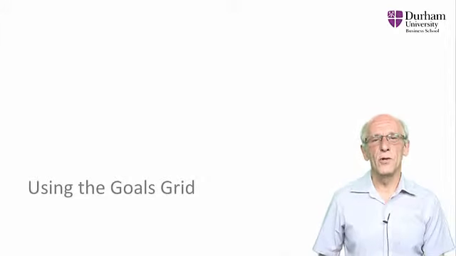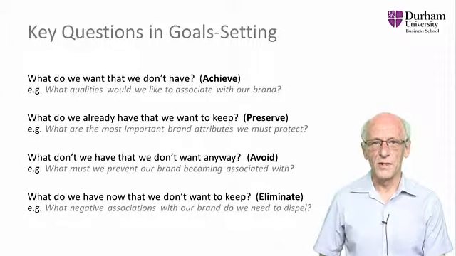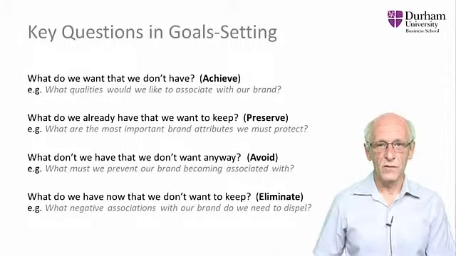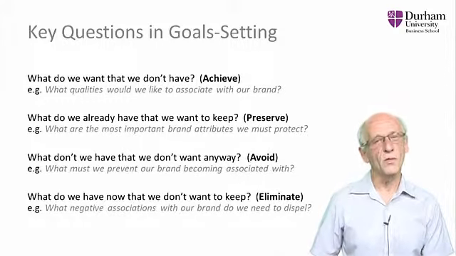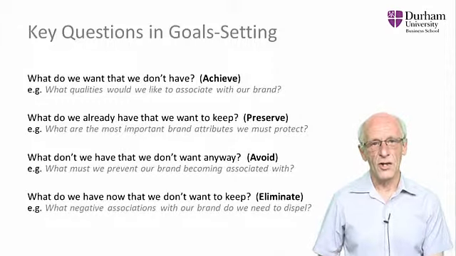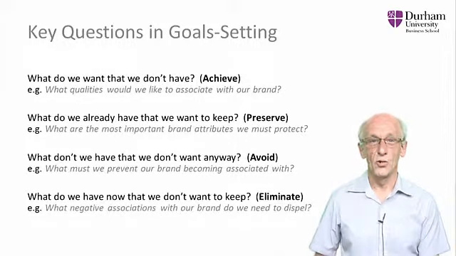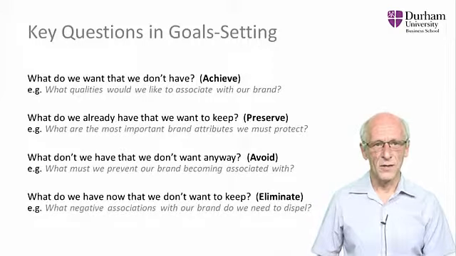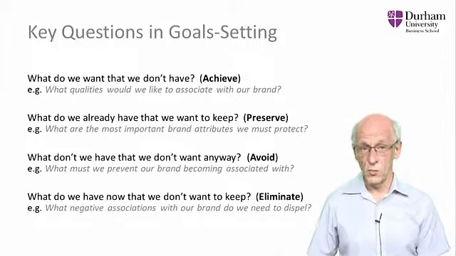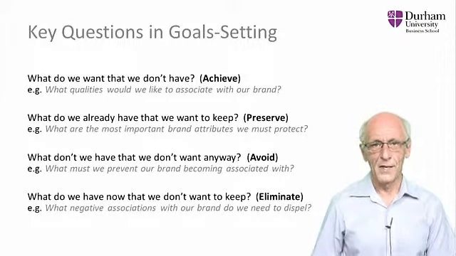So, what's the Goals Grid and how do we use it? Ultimately, the Goals Grid is simply a way of capturing four things: what we want to achieve, what we want to preserve, what we want to avoid, and what we want to eliminate. So, the first element of the grid looks at what it is that we want as an organization that we don't currently have. So it could be, for example, we have a particular brand and we'd like particular qualities or attributes to be associated with that brand that aren't currently there. That would be an achievement goal.